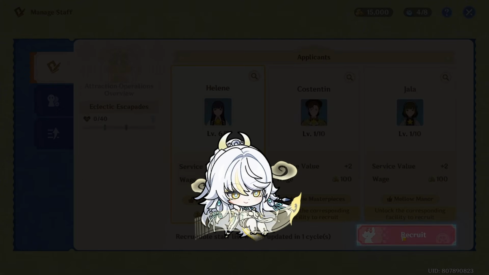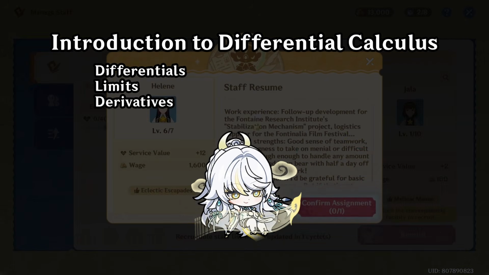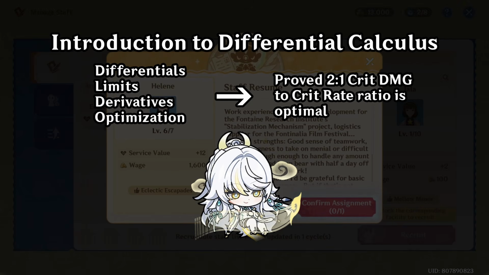In conclusion, I gave an introduction to differential calculus by covering differentials, limits, derivatives, and optimization. With this, I mathematically proved that maintaining a 2-to-1 crit damage to crit rate ratio results in the optimal crit rate by using the method of Lagrange multipliers.